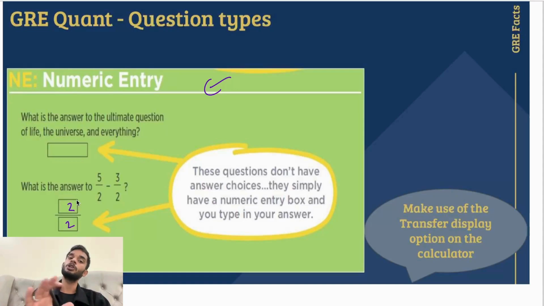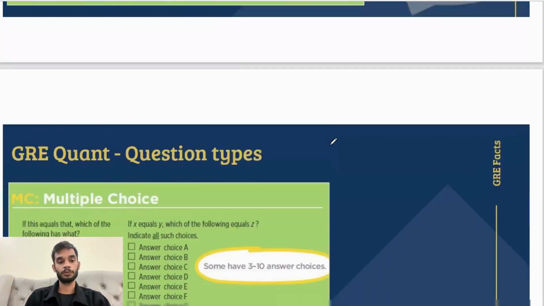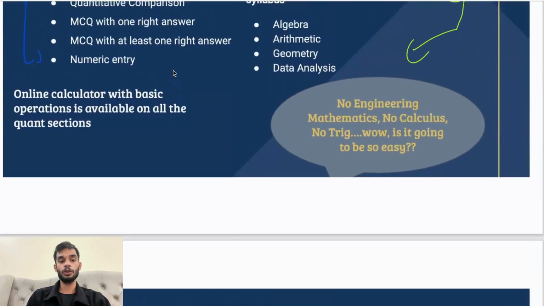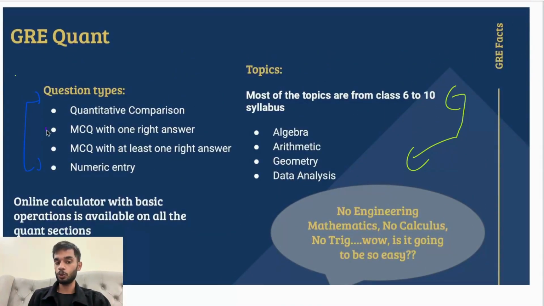You'll have to put that in the box and write it in short. There will be no option choices for you to take help from. Next, the third and fourth type. The third type will be MCQ with one right answer, and the fourth type is MCQ with at least one right answer.